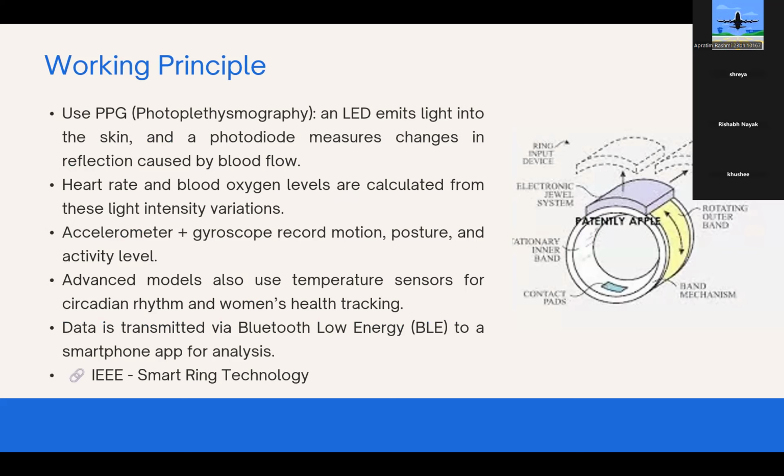Now the working principle. It uses PPG, photoplethysmography. An LED light emits into the skin, and a photodiode measures changes in the reflection caused by blood flow. The heart rate and blood oxygen levels are calculated from these light intensity variations. The accelerometer records motion, posture, and activity level. Advanced models also use temperature sensors for rhythm and health tracking. Data is transmitted via Bluetooth low energy to a smartphone app for analysis.